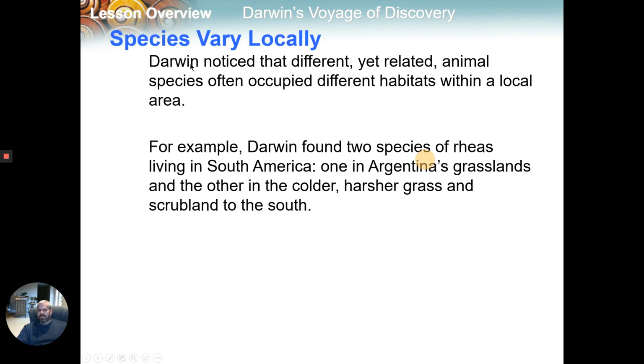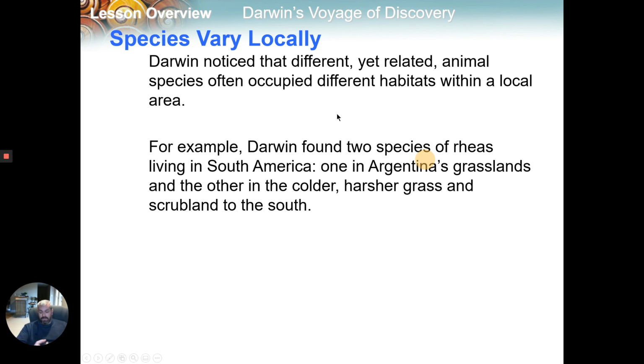Okay, how about the species vary locally? So Darwin noticed that different yet related animal species often occupy different habitats within a local area. So for example, he found two species of rheas living in South America, one in Argentina's grasslands and the other in the colder, harsher grasslands and scrubland to the south. So they were different yet related. Okay, so what that's telling him, even though they were related, they must have changed over time a little bit because they still were somewhat different. And that's because they occupied different habitats.